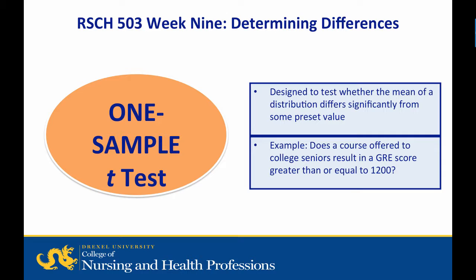Or a teacher wants to show that a new teaching method for pupils struggling to learn English grammar can improve their grammar skills to the national average. The sample would be pupils who receive the new teaching method, and the population mean would be the national average score.